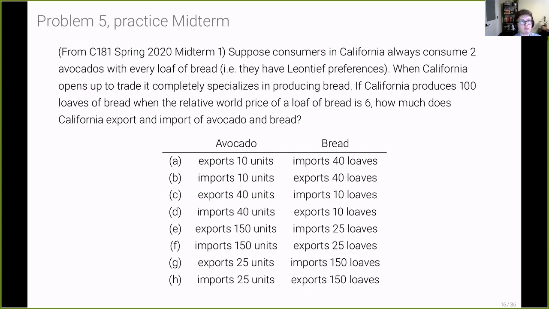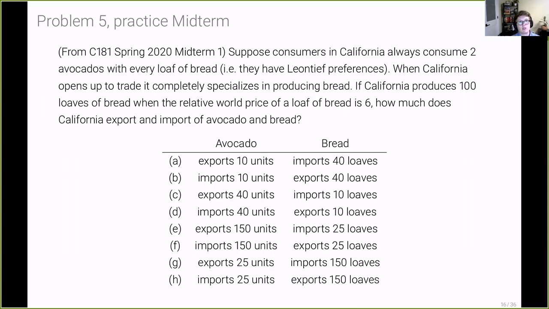So let's talk about problem 5 in the practice midterm. This one is a little different, so I definitely got questions on this. I can't promise you that you'll see something exactly like this, but I still think that it exemplifies how you want to use this way of thinking about production, income, and consumption to derive export supply and import demand. So I think you still want to use the same logical framework, even if things are a little bit different in this problem.